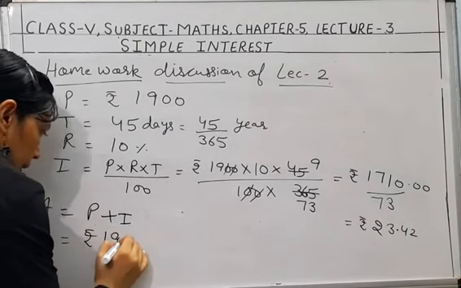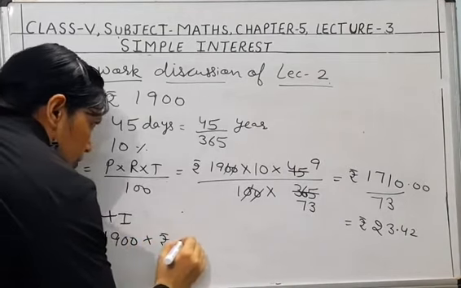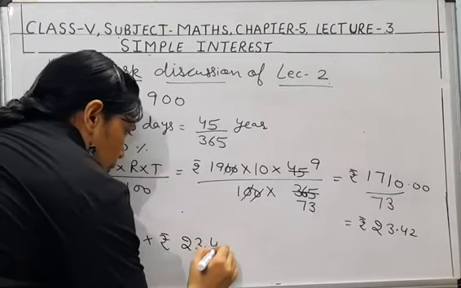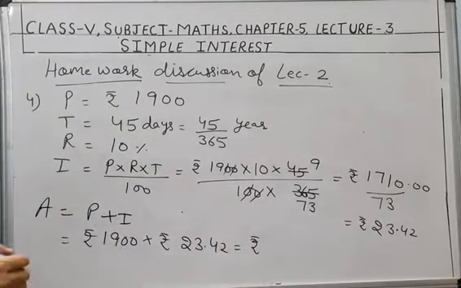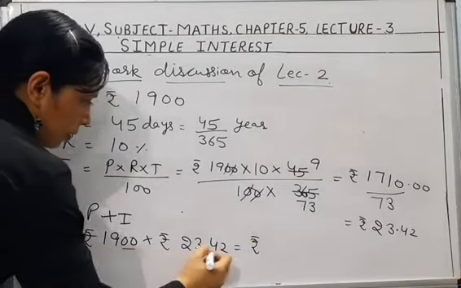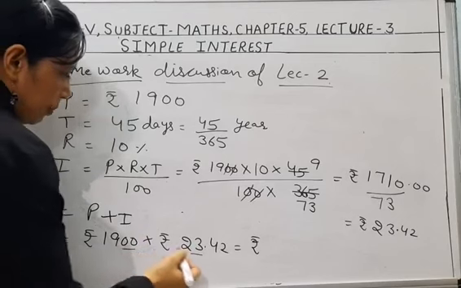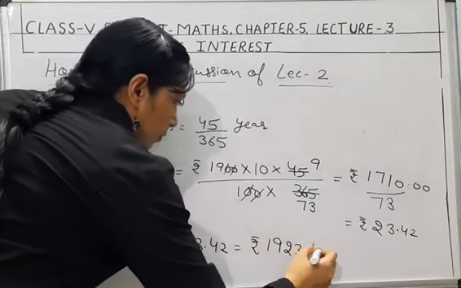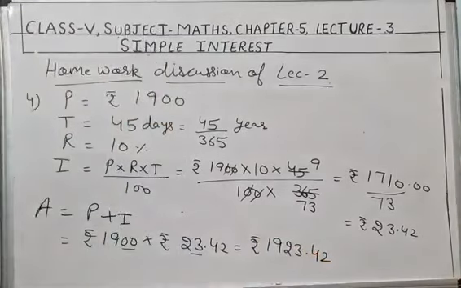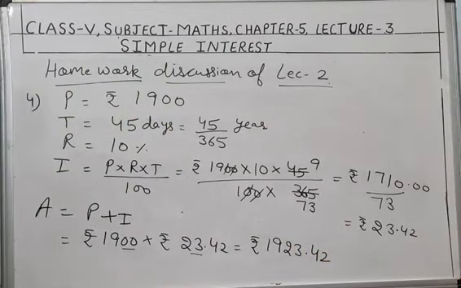Principal rupees 1900 plus interest rupees 23.42 is equal to rupees 1923.42. See, simple it is. 1900 plus 23, 1923.42. Okay. If you have got correct answers, it's good. Otherwise, do correction work.